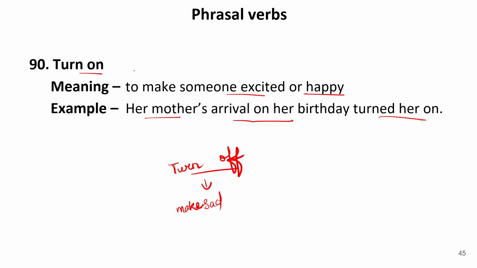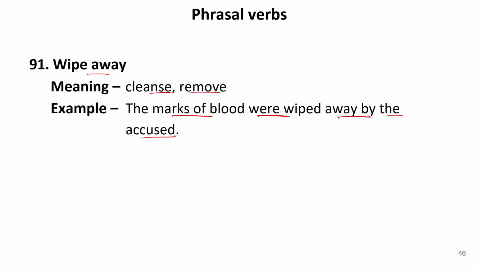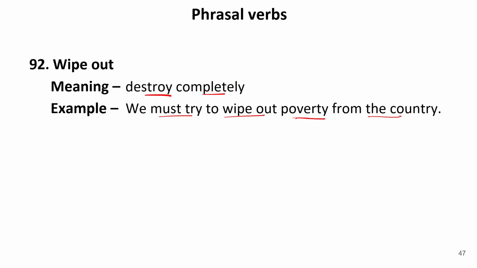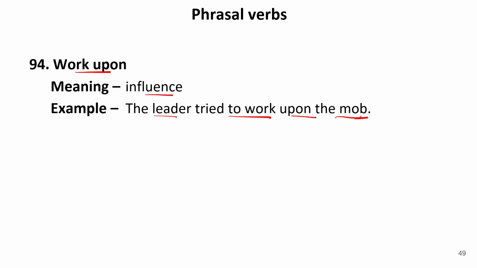As we know well that on and off are the opposites of each other, so are turn on and turn off. Now we have another phrasal verb, that is wipe away, then we have wipe out, then we have work up, and then we have work upon. So there is a difference between work up and work upon as well. So these are some phrasal verbs that we have learned in this session. We have also seen the usage of these phrasal verbs in our sentences.